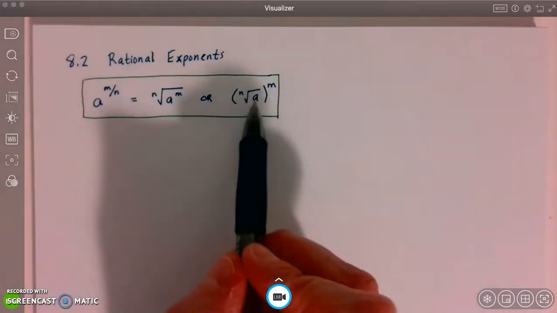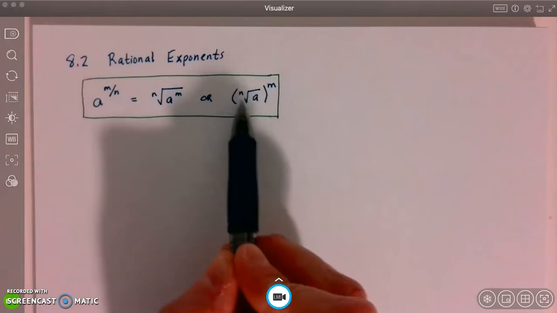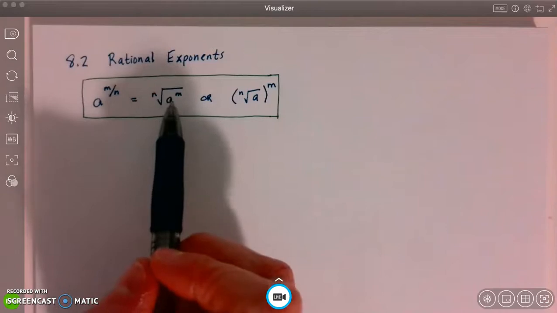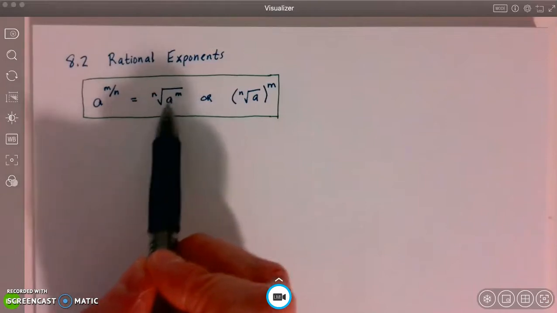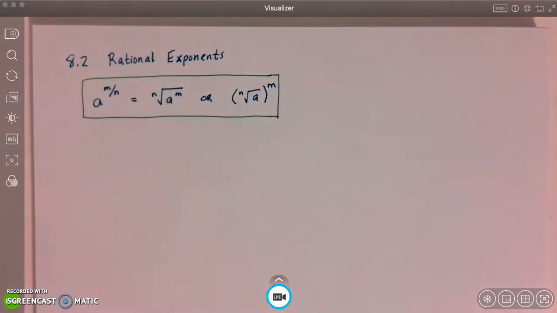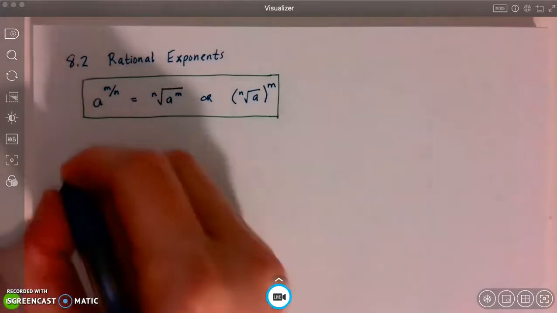So basically that would mean that you would evaluate the parentheses first, and then you would raise it to the power, which in here is kind of the opposite. You would raise the base to this power and then take whatever root. So it depends on the problem that you're given. Sometimes one is more convenient than the other. So let's go ahead and jump into some examples.